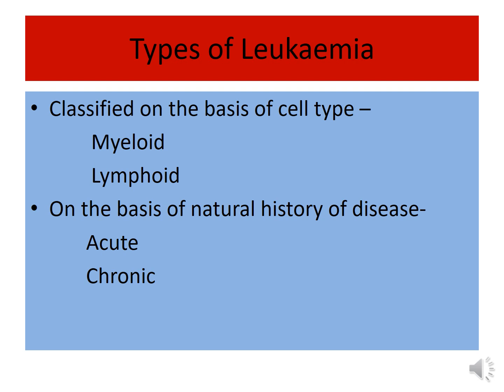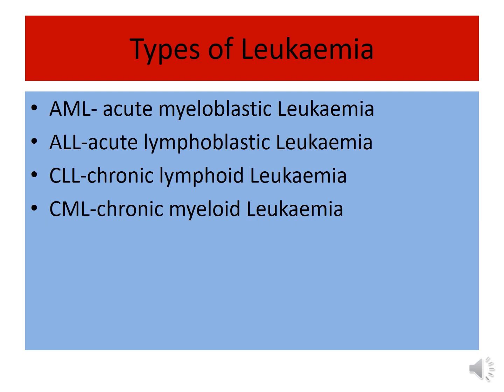How to classify leukemia? There are two bases on which you can classify. One is on the basis of cell type, and the other on the basis of the natural history of the disease. On the basis of cell type, it can be myeloid or lymphoid leukemia. On the basis of natural history, it can be acute or chronic. So finally, the types of leukemia are AML, ALL, CLL and CML.